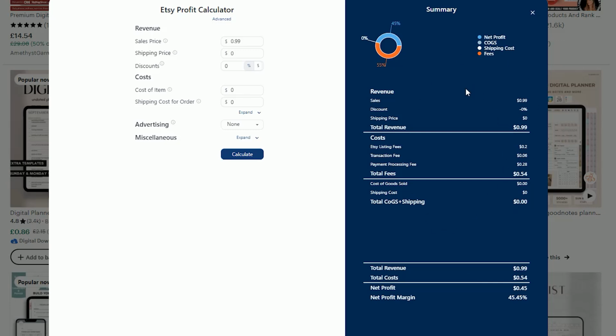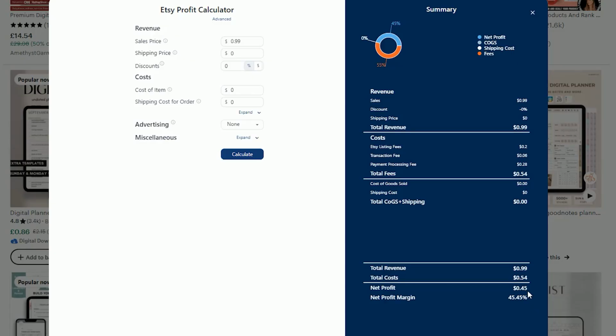So for this 99 cents digital planner, you get a revenue of 99 cents. However, it would cost you 20 cents to list the item, a 6 cents transaction fee, and a 28 cents processing fee. So in terms of the fees there, it's looking like it's going to cost us 54 cents out of that 99 cents of revenue. So that means with every sale, you're making a net profit of 45 cents.